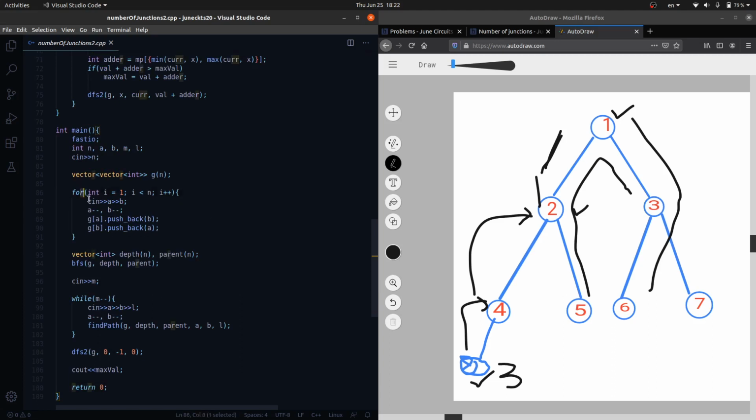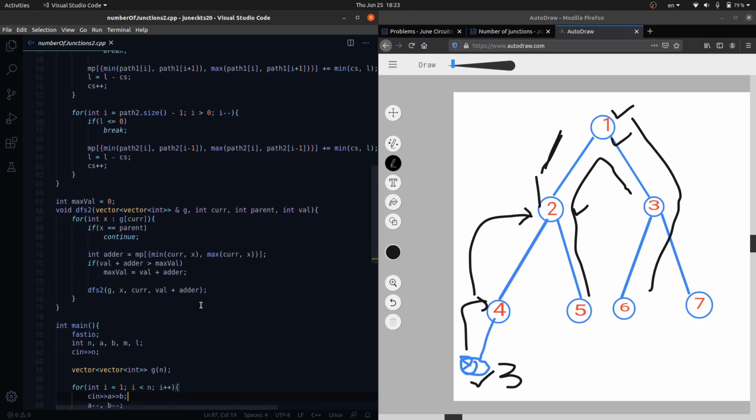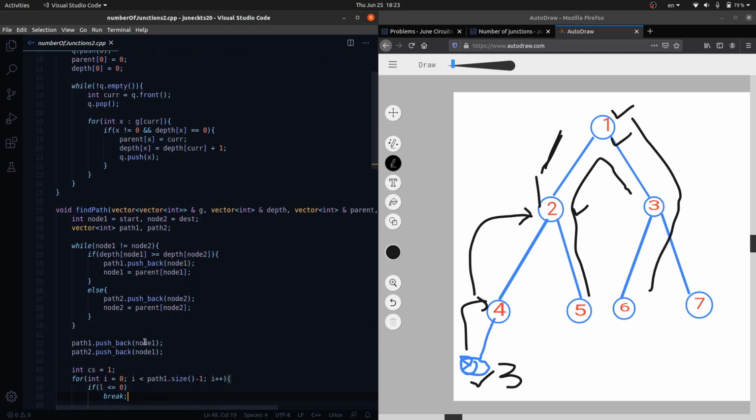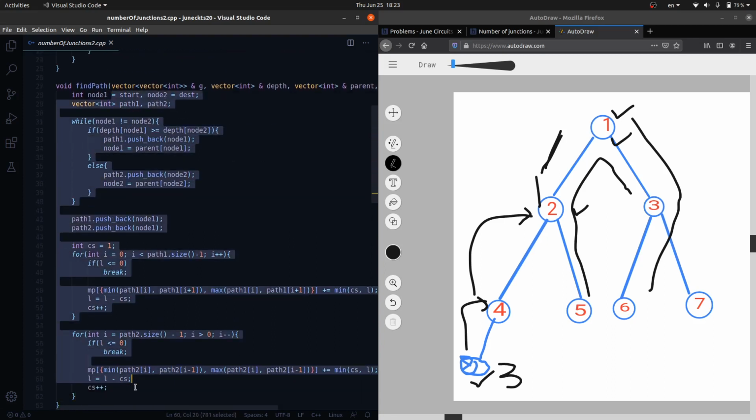So again, same thing, I have created a graph. Now this is depth and parent. I will do a breadth first search, starting from node number 1, I will do a BFS, and then I will store the parent and the depth of each and every node. So that's what I have done here in BFS. Then for every input, I will directly find the path. Now I can directly find the path for each and every input.